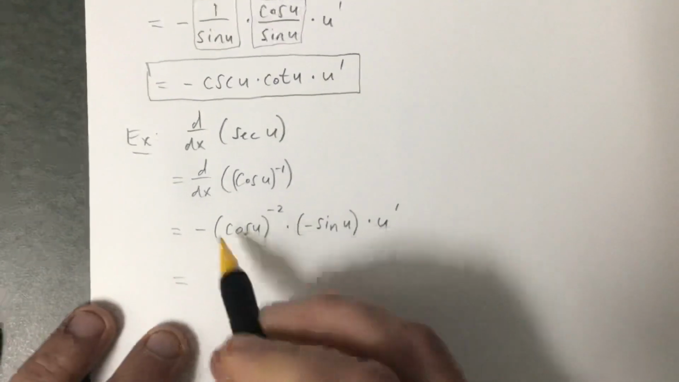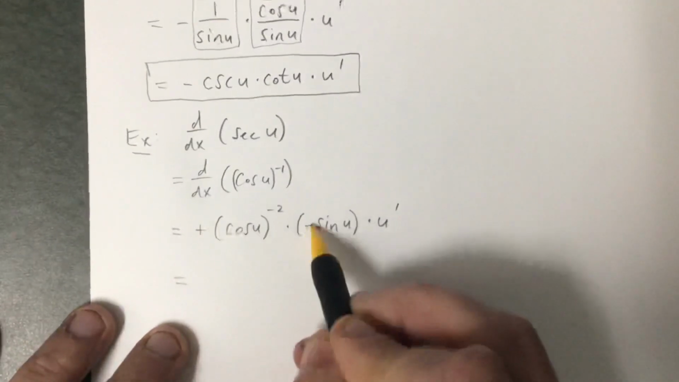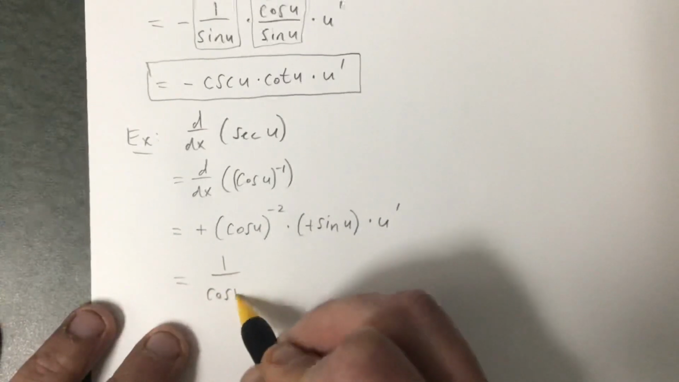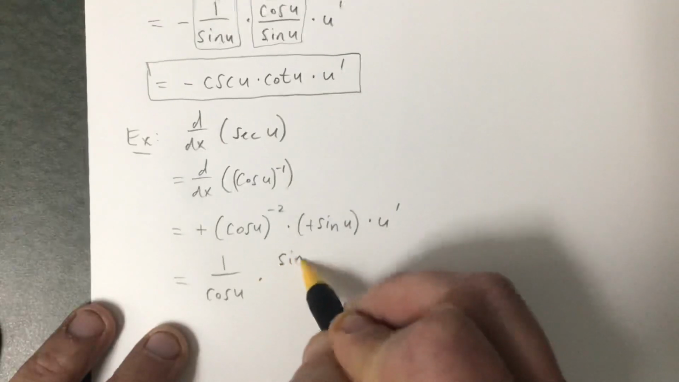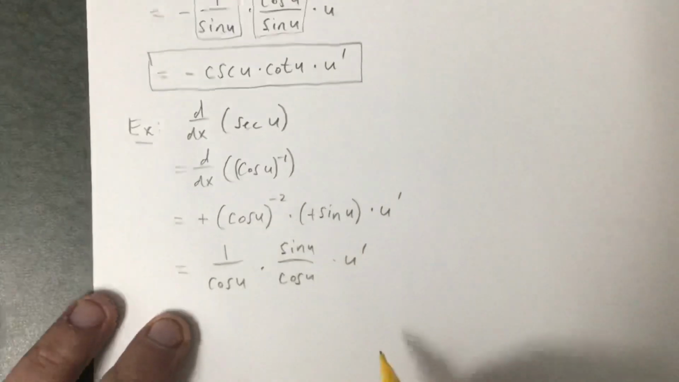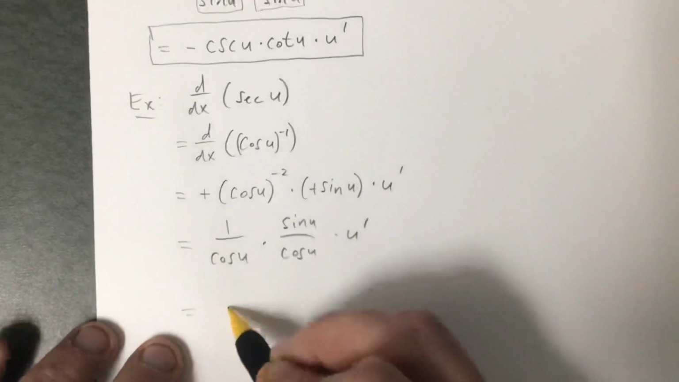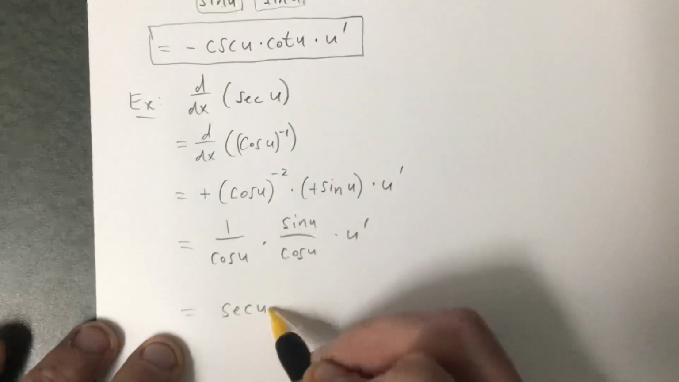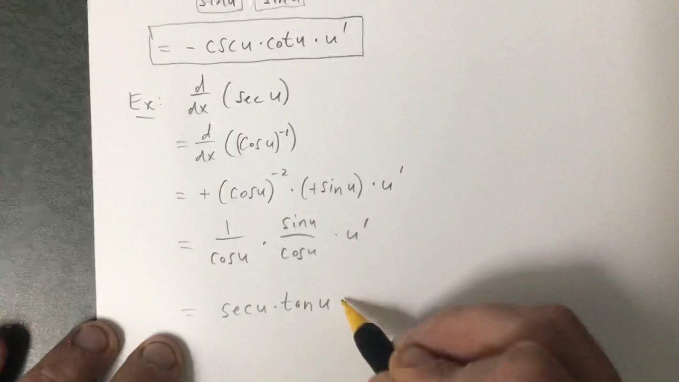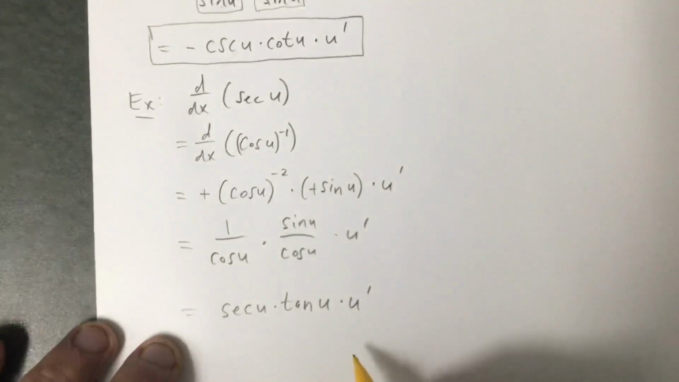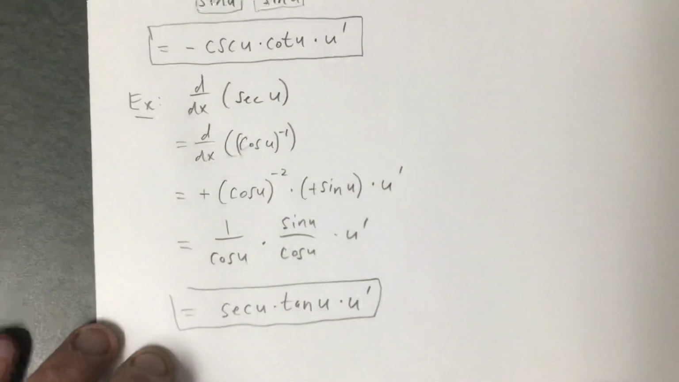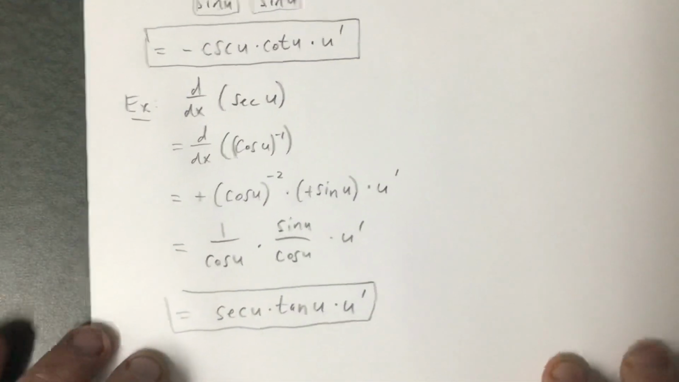And let's do some rewriting here. First of all, the negatives are going to cancel right here. I would rewrite this as 1 over cosine times sine u over cosine u times u prime. And then now I can rewrite this as secant u times tangent u times u prime. And that would be our rule. And we'll summarize these in the end. I'm just showing you where these rules are coming from.